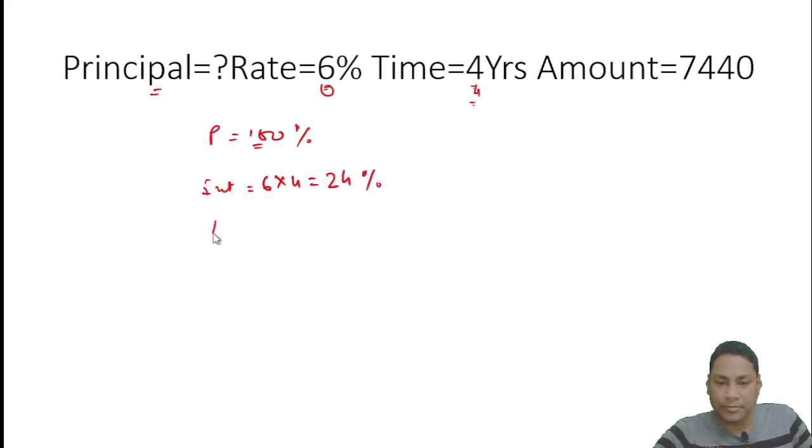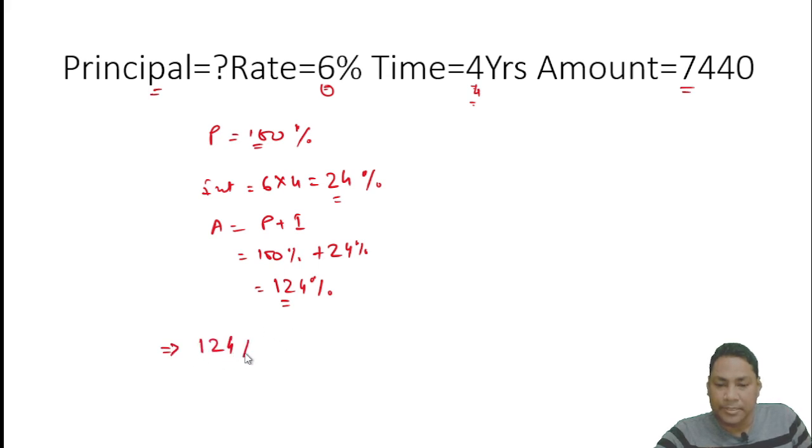So we know the formula of amount. Amount is principal plus interest. So the principal here is 100% and interest is 24%, total 124%. This is the amount and amount here is given 7,440 rupees. So we can say that the amount which is 124% is equal to 7,440 rupees. So we have to calculate the principal amount, that is 100%.